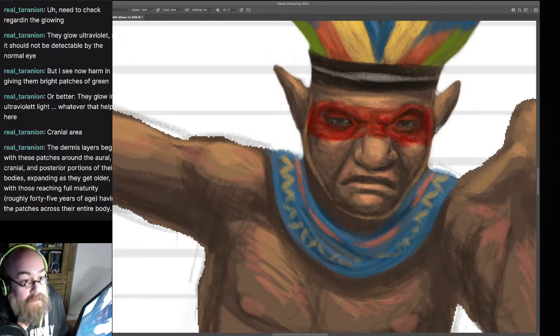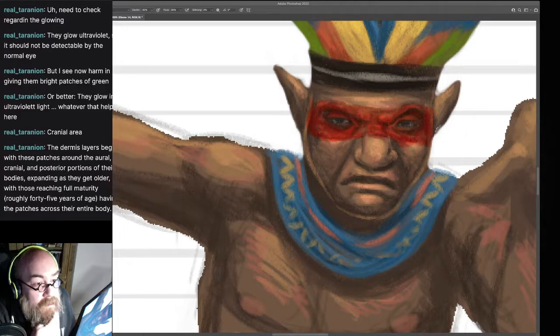Schädelbereich, okay. The dermis layers begin with these patches around the oral, cranial, and posterior portions of their bodies, expanding as they get older, with those reaching full maturity, roughly 45 years of age, having the patches across their entire body. Okay.